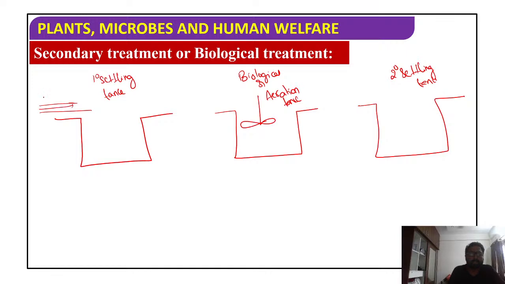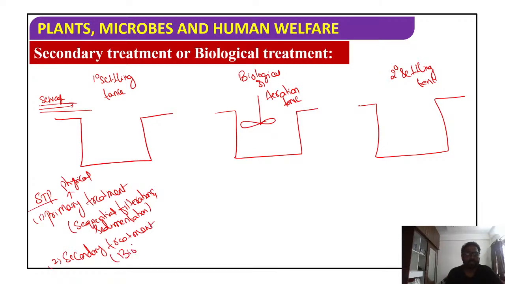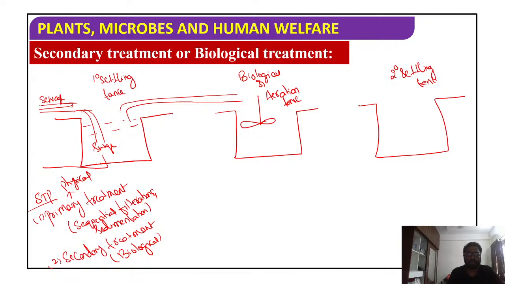So students, once you send sewage here, what happens? I told you already, STP method is of two types. One is primary treatment, and the other is secondary treatment, also called biological treatment. Once the sewage comes here, the supernatant is sent to this tank. The sludge which is left is disposed of for anaerobic digestion, and it is used in biogas.